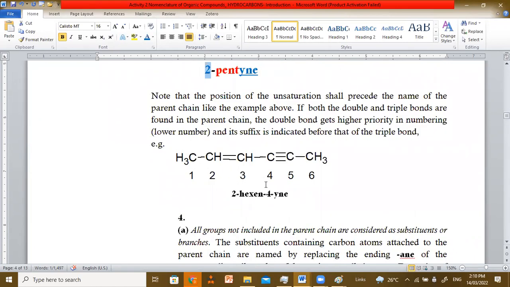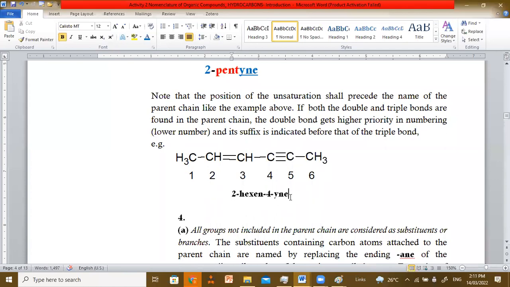Okay. And sometimes you can see a double and a triple bond in the same structure. If both the double and triple bonds are found in the parent chain, the double bond gets higher priority in numbering, the lower number, and its suffix is indicated before the triple bond. When we have this, our parent chain will always go for the one with the triple bond as well. So that's why you have 2-hexene, hex-4-yne.